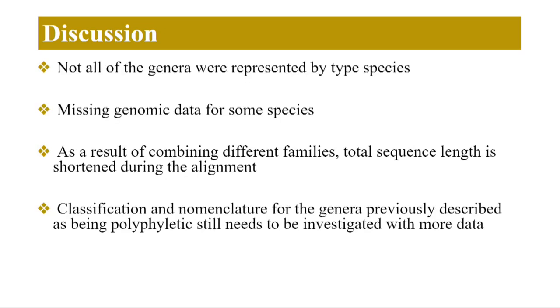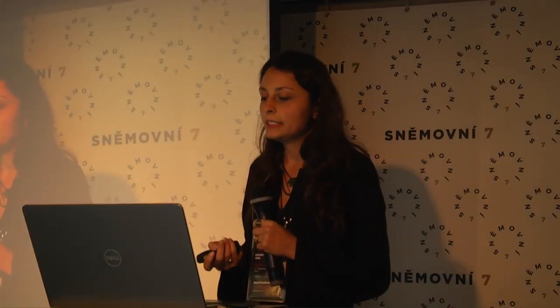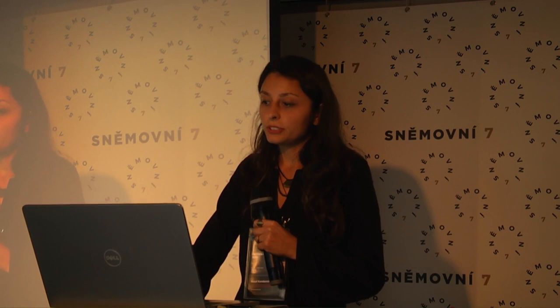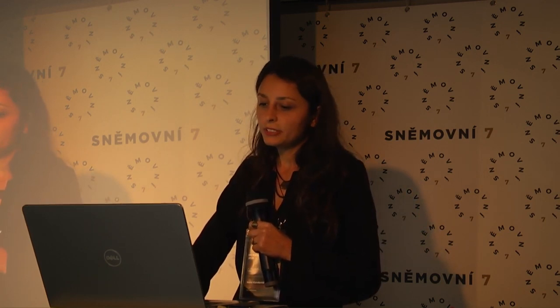And we have some limitations because not all of the genera described in this order were represented by type species. There are some missing data. And as a result of using different families, the sequence length was shortened during the alignment. Also, the classification and nomenclature for the genera which were previously described as polyphyletic, like Onygenaceae, need to be investigated with more data. So we can say, for now, the order contains 6 families and 3 clades, and keratinase activity is decreasing while the cellulolytic activity is increasing.